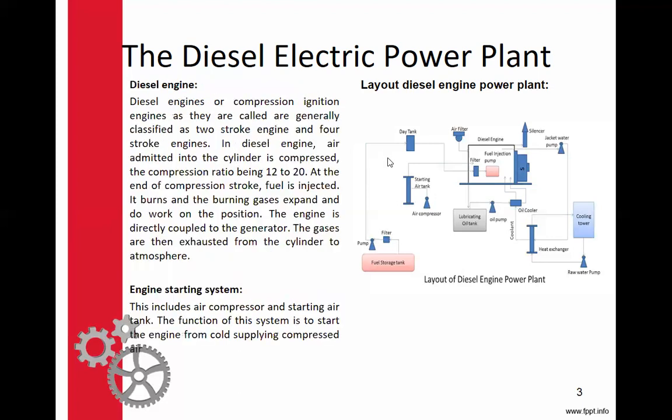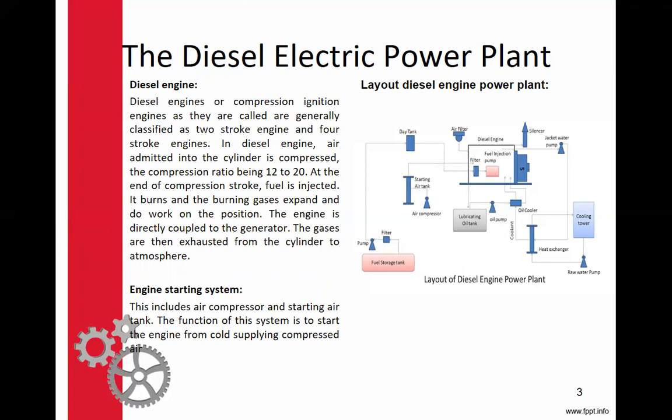Diesel engine. So, these are the parts. Diesel engine or compression ignition engines, as they are called, are generally classified into two-stroke engine and four-stroke engine. In a diesel engine, air admitted into the cylinder is compressed, the compression ratio being 12 to 20. At the end of compression, fuel is injected, it burns, and the burning gases expand and do work on the piston. So the engine is directly coupled to the generator. The gases are then exhausted from the cylinder to atmosphere. So remember, your power plant is a combustion plant.